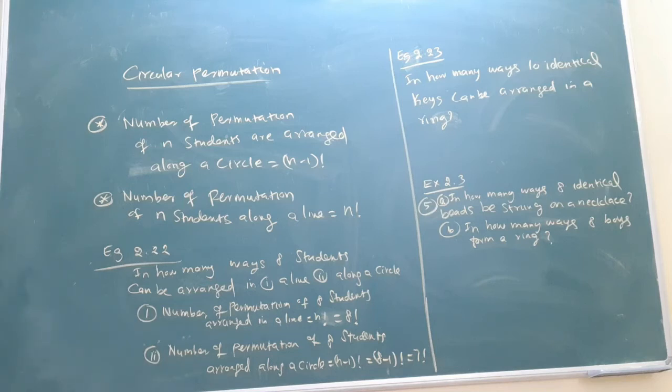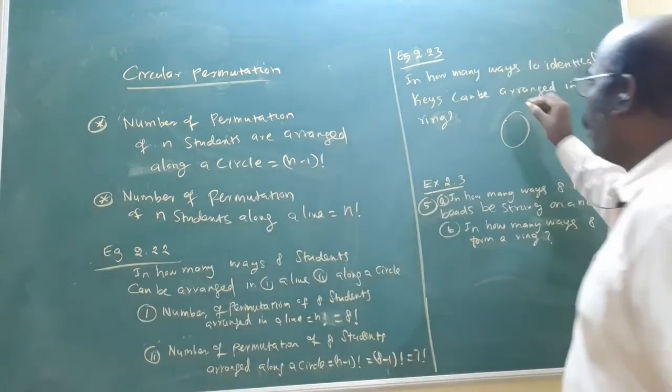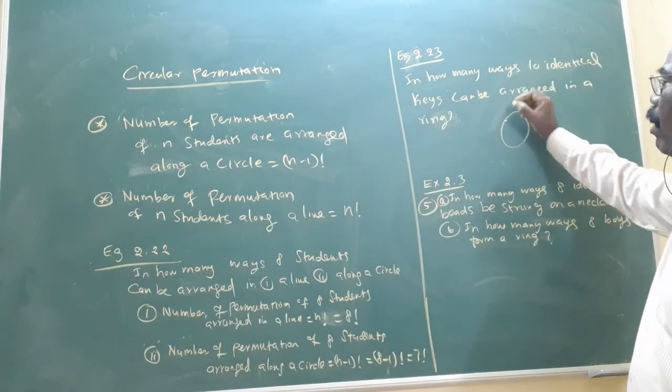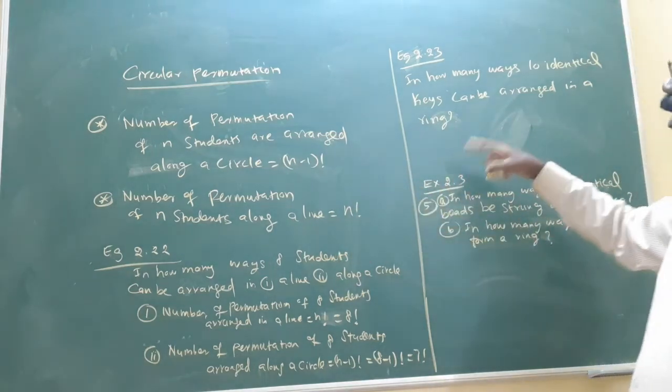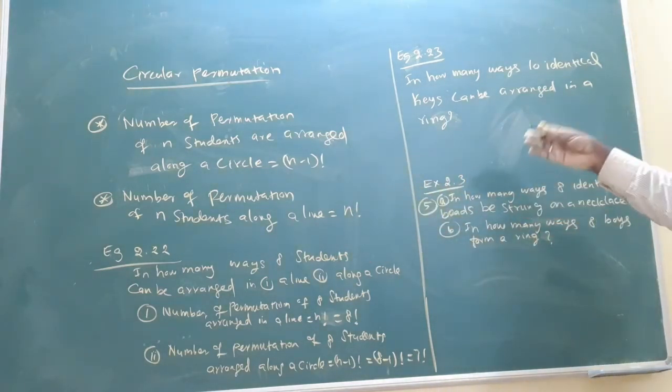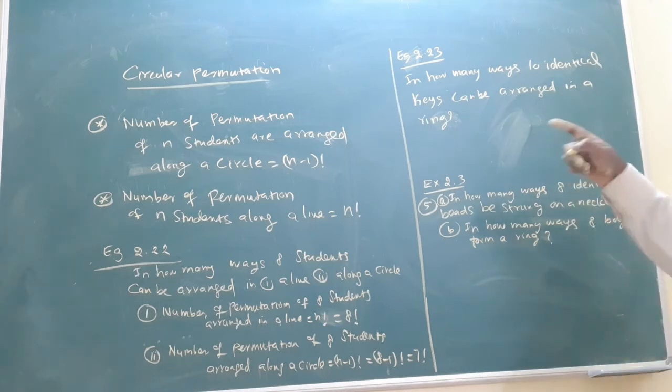Then example 2.23, the same thing. In how many ways can 10 identical keys be arranged in a ring? Ring means actually circle, no? So n minus 1 factorial here, divided by 2 also. What is the reason? 10 identical keys on a ring. That's why the same n minus 1 factorial but divided by 2.